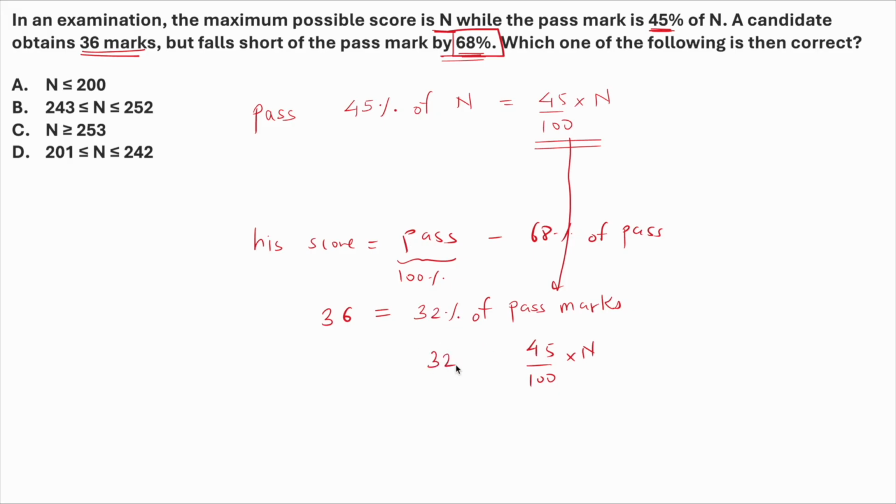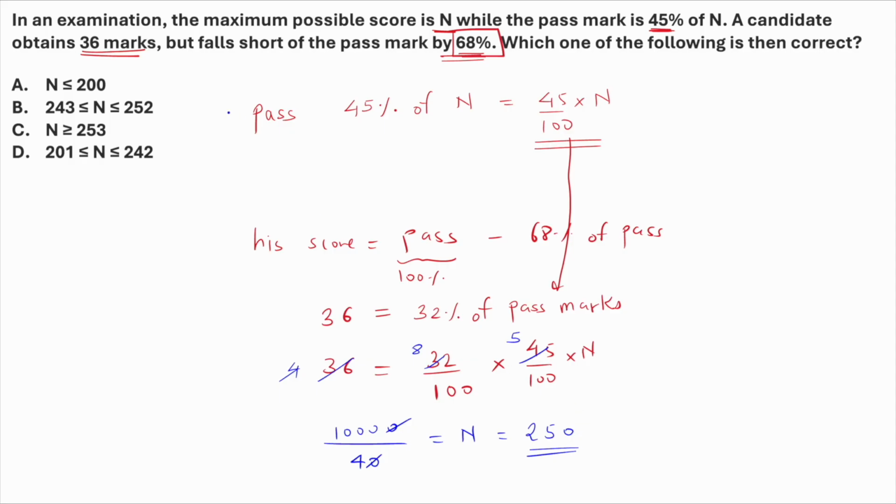So 32% of pass marks is 32 upon 100 into 45 upon 100 into N. This thing is worth 36. Now we can make some cancellations. 9 fours are 36 and 9 fives are 45. Then we have 4 eights are 32. So finally I will get 100 into 100, 10,000 divided by 8 fives are 40 is equal to N, and finally 0 and 0 gone. 1000 upon 4 is simply equal to 250. So the value of N is 250.